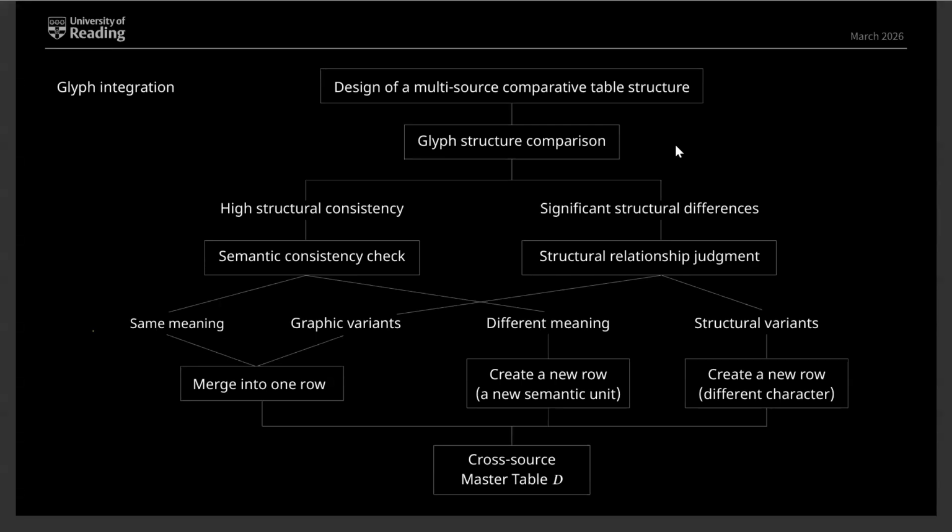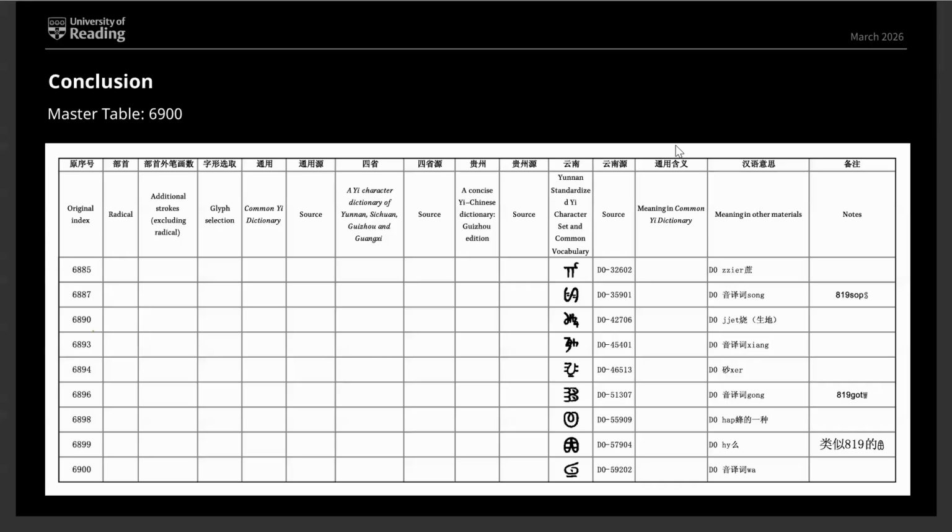After this stage of comparison and integration, we now have a core source master table. This work is still ongoing. So far, we have built a core source master table with about 6,900 entries. The value of this work is not that it immediately completes standardization, but that it builds a comparable, traceable, and extensible framework and provides important support for the future encoding of ethnography. And for my research, it has already provided a very important foundation.